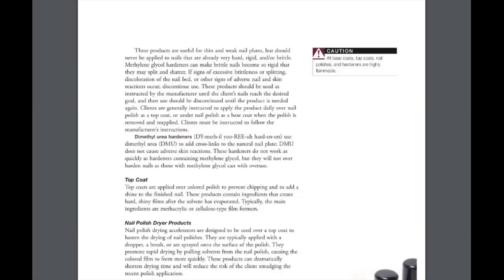Your nail conditioners contain ingredients to reduce brittleness of the nail, and they should be applied as directed by the manufacturer. This treatment is especially useful when applied at night before bedtime. And nail conditioners can be oils, lotions, or creams.